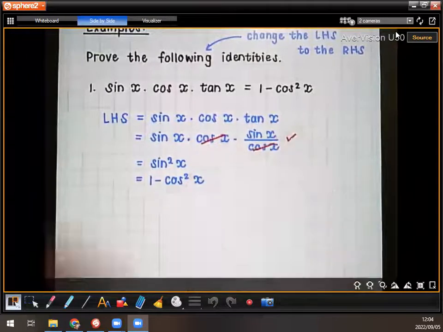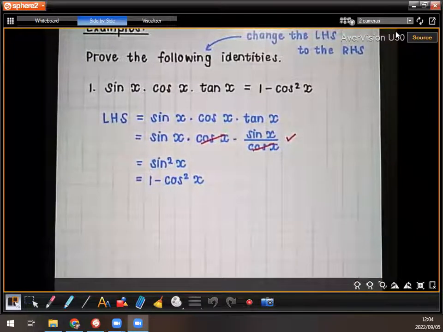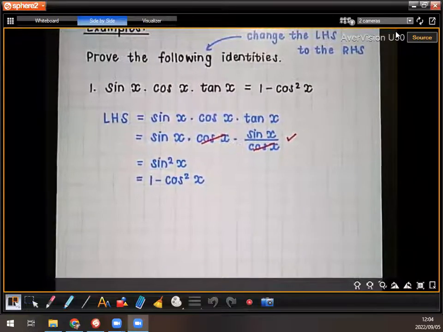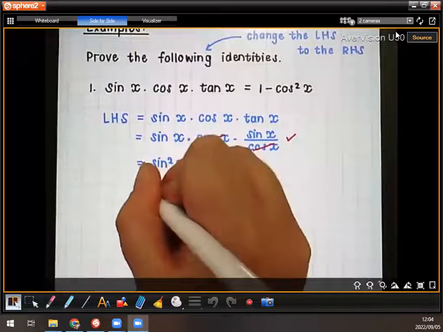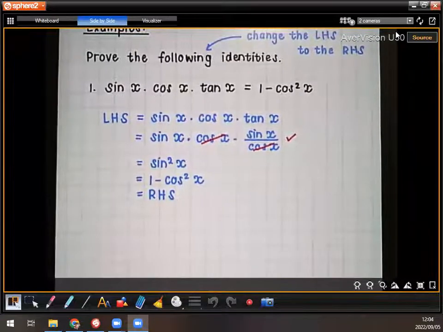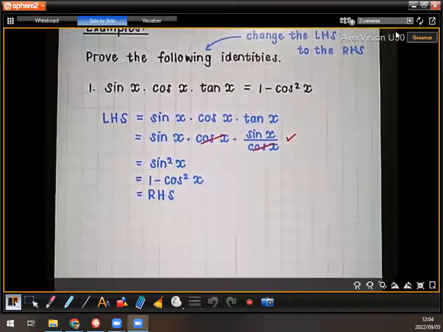You have to write this down, guys. You can't just say, oh, I know in my head that it's equal. Then you have to write that down. And now as our final step, equals right-hand side. Okay, you just always have to round it off like that, so that the left-hand side is equal to the right-hand side.